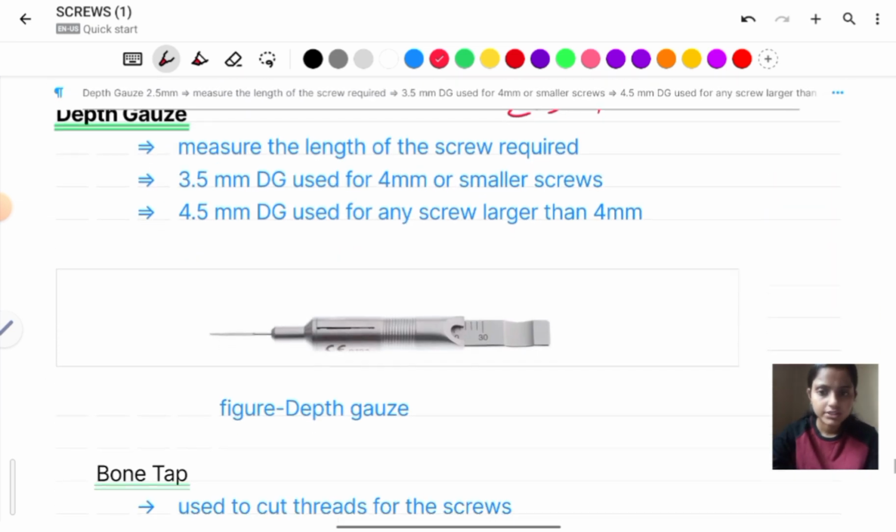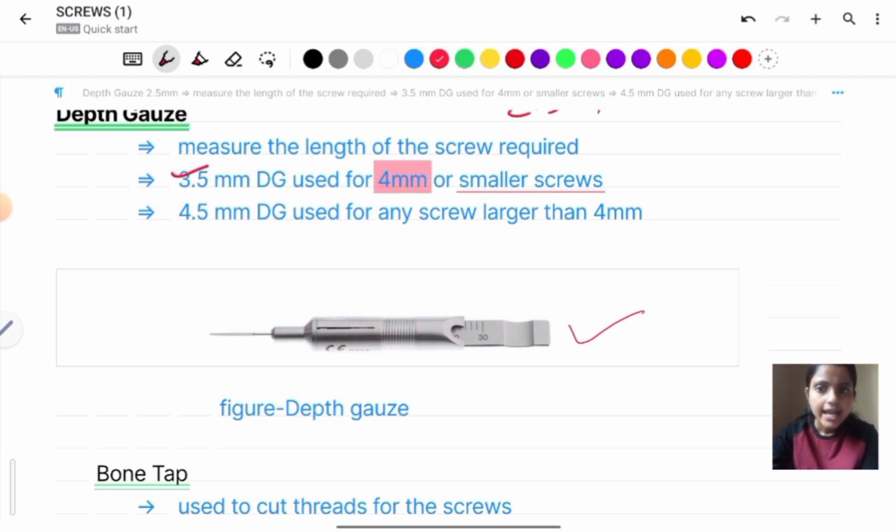Depth gauge. This is the depth gauge. It measures the length of the screw required. If the screw is 4 mm or smaller, then the 3.5 mm depth gauge is used, and if the screw is larger than 4 mm, then the 4.5 mm depth gauge is used. This is the depth gauge.